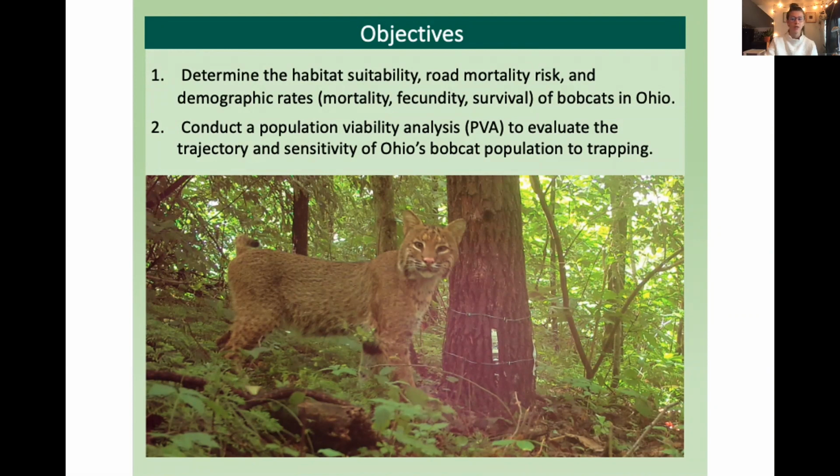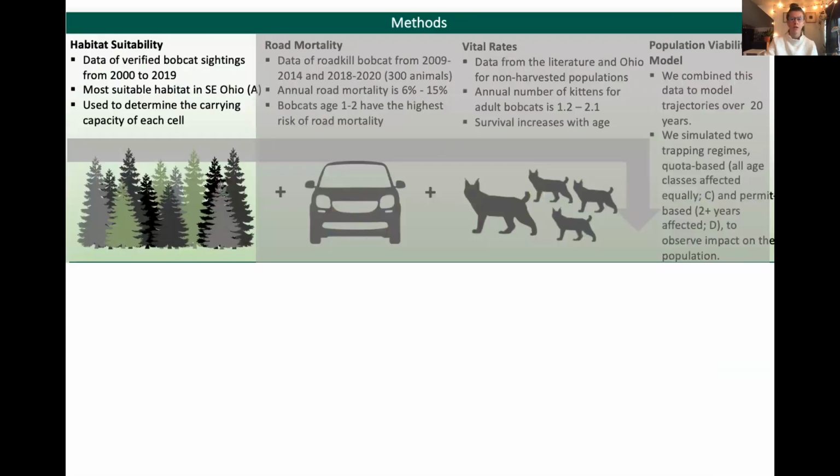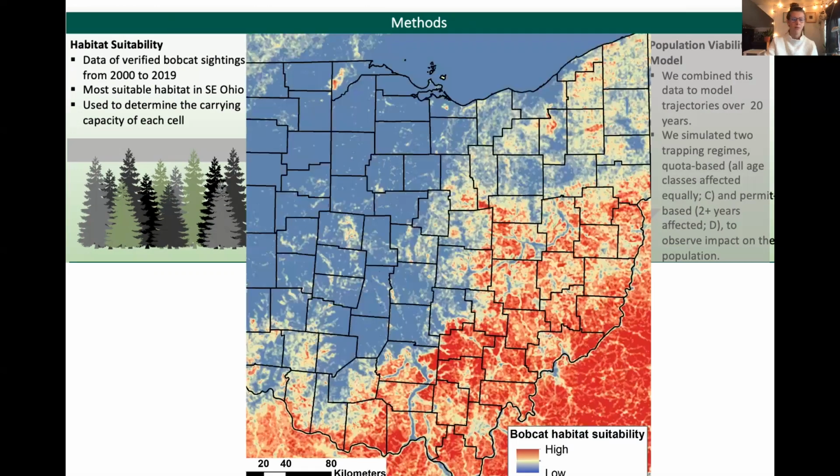In order to do this, we needed information for Ohio's bobcats on habitat suitability, road mortality risk, and vital rates, which I'll present here. We used data from ODNR of verified bobcat sightings from 2000 to 2019 to model habitat suitability across the state. A visual representation of the results from this model are shown in Figure A in the background, and I'll share that here.